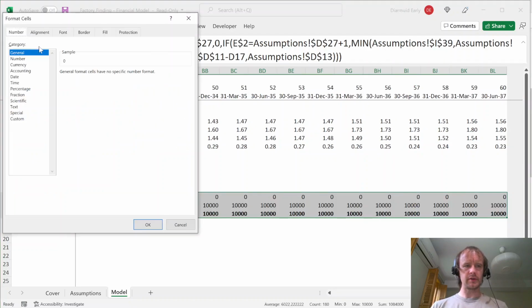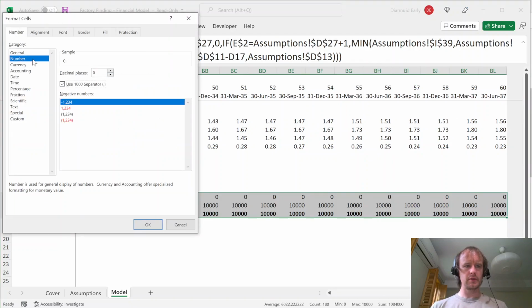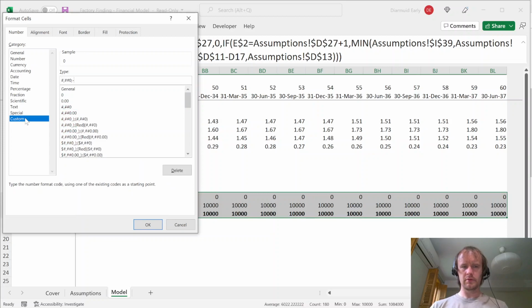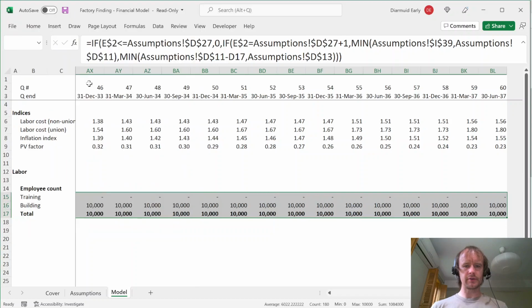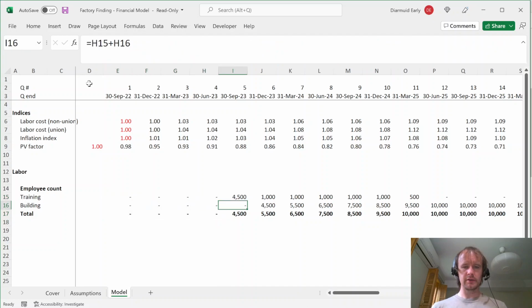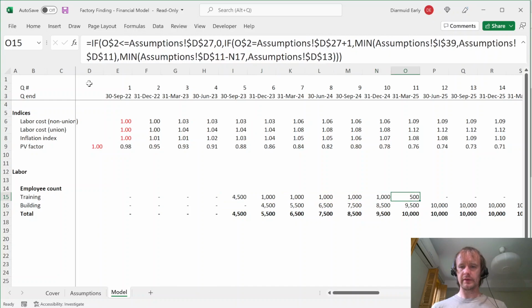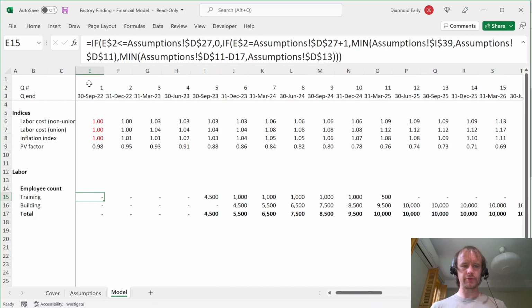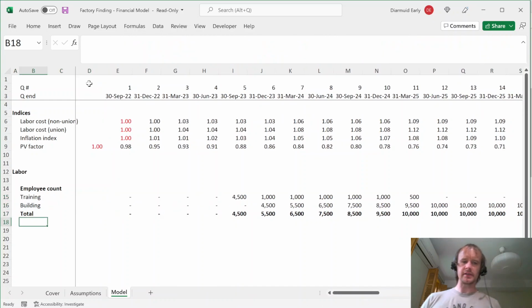So let's just give that a nicer number format. I always like to do this version where you have a dash for 0 because it makes it easier to visually see, okay, there's no activity here during the build period, that makes sense. There's no building in the first quarter after the build period, that makes sense. There's only training, and then there's no training after we've trained everybody up. So that makes sense. Then let's do building hours.